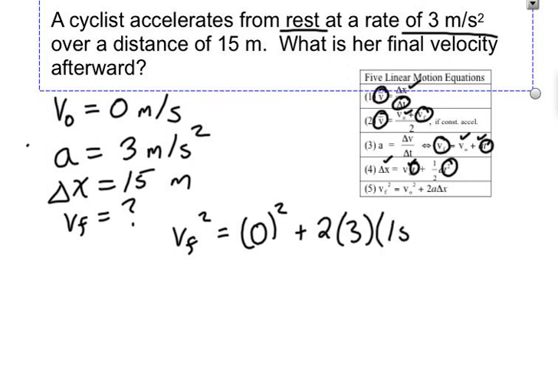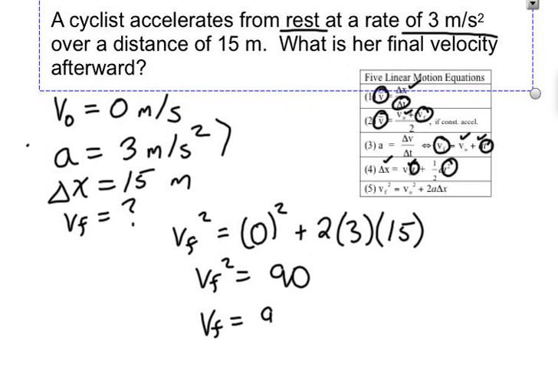Now I've left the units off just to make this a little easier to see, but you really always should do a unit check to make sure these are going to cancel. They're all in meters or seconds, so they will cancel. Anyway, so vf squared equals 0, so that's nothing, plus 2 times 3 times 15. So 6 times 15, we're looking at 90. So vf squared equals 90, and to get vf, we take the square root of both sides. So the square root of 90 is going to be my answer.